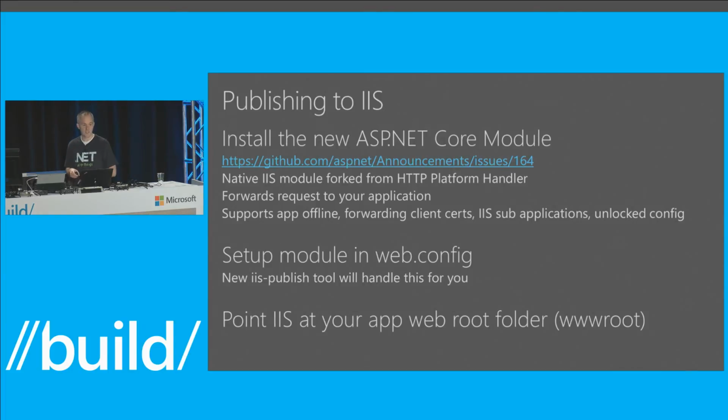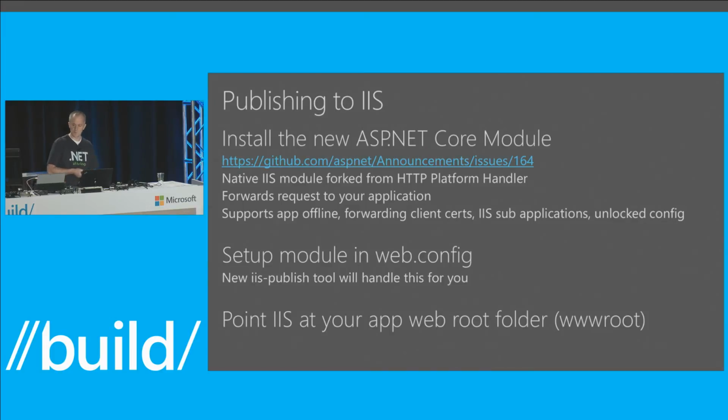So the new module is now available. The announcement issue that I've linked there is the announcement that we're switching off of HTTP Platform Handler and moving to this new module. There are links in that issue that you can use to download the new module today, so you can try it out. It supports app offline and forwarding client certificates. It now supports IIS sub-applications, and it will also handle unlocking the config sections that are needed to configure the module.